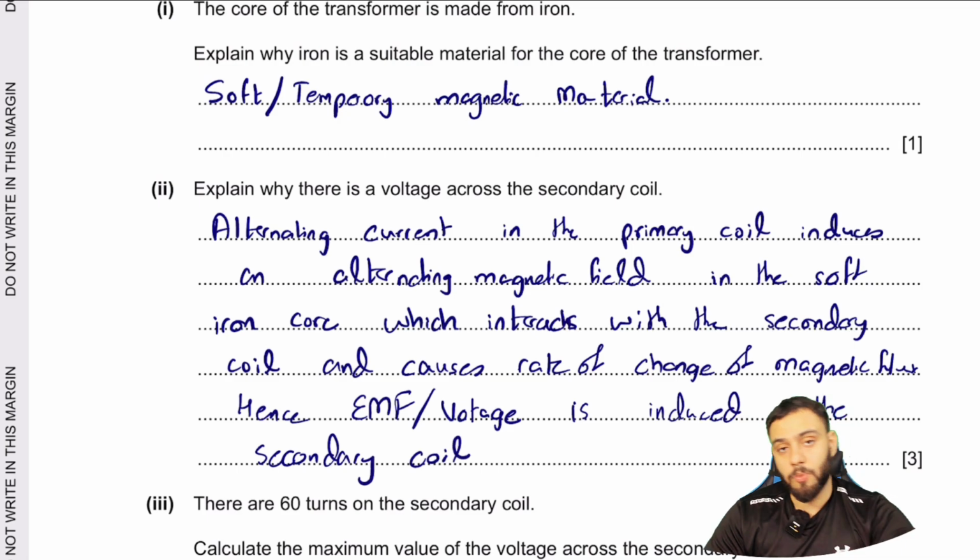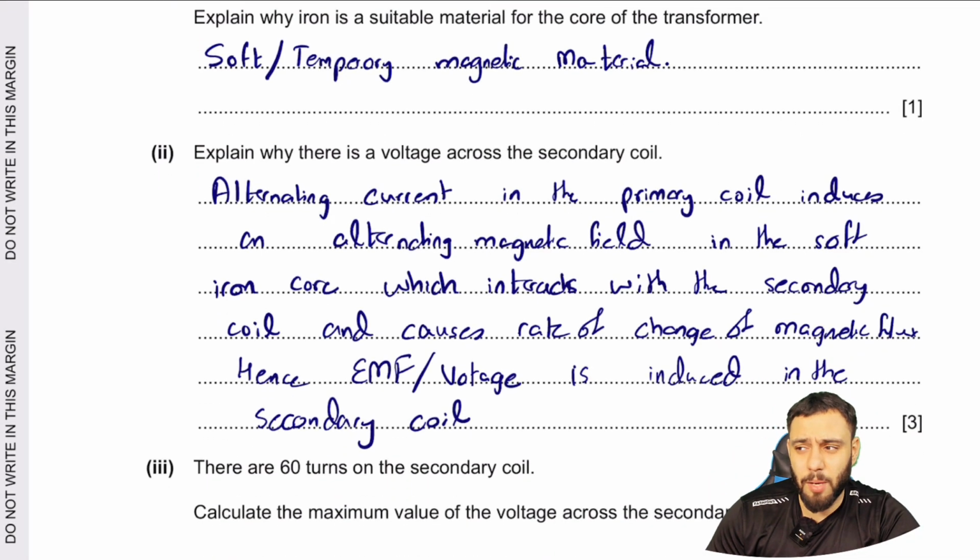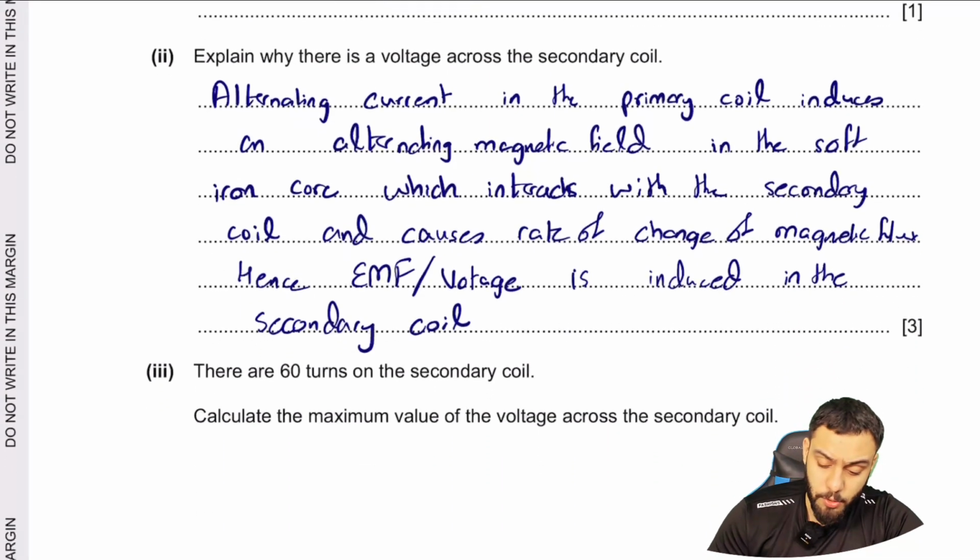This is very important. This question comes a lot of times. It's very common. These are the same lines that are asked over and over again: how the transformer works, how the secondary coil has its own voltage. So these are the perfect 3 lines that you can write for 3 marks.